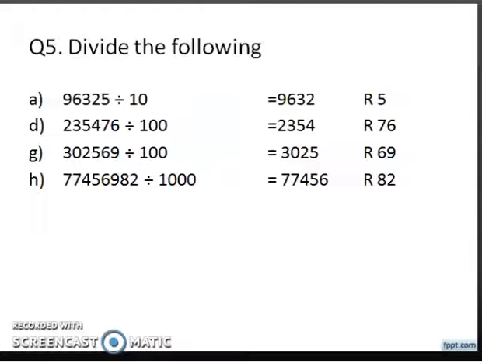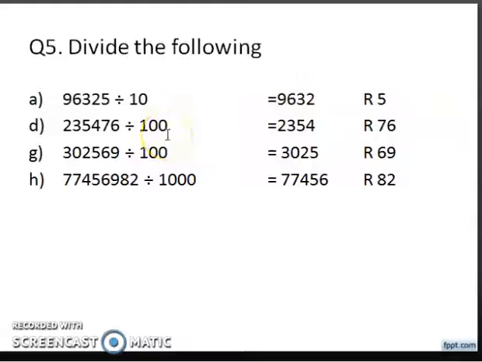The last question of the exercise, children, question number 5, divide the following. As we did the multiplication to the zeros directly, here also in the division, we will do the direct answers. First, you will observe how many zeros are there. 10. So starting from the ones place, only ones place will be your remainder. The remaining part will be your quotient. So write quotient over here and remainder over here. So in this question, 9,632 will be quotient, 5 remainder.